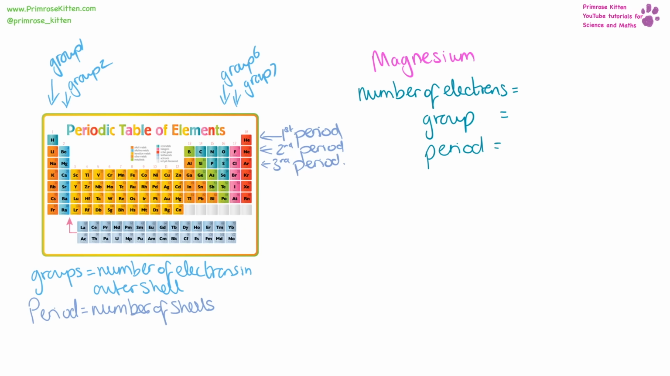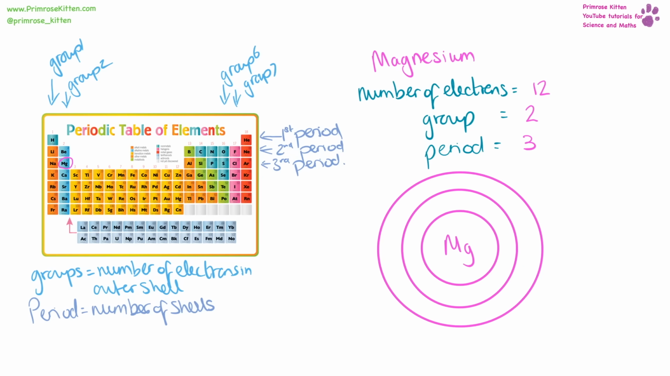And we can use this information to tell us about the electronic configuration. Here we have magnesium. Here is magnesium on the periodic table, and we can see that the number of electrons it has is 12. It is in group 2 and it is in period 3. So that tells us it has 12 electrons in total. It has 2 electrons on the outer shell, because it's in group number 2, and it has 3 shells because it is in period number 3.